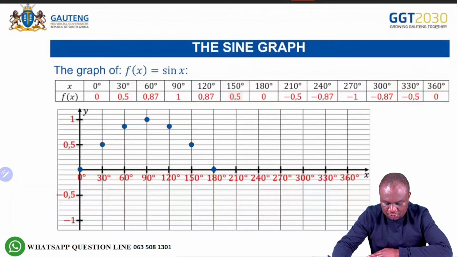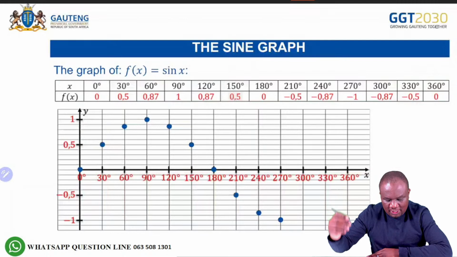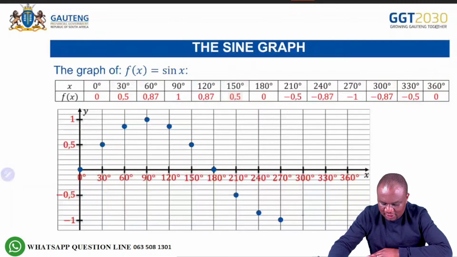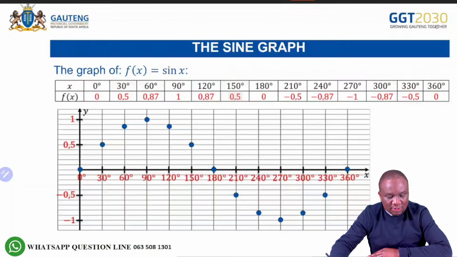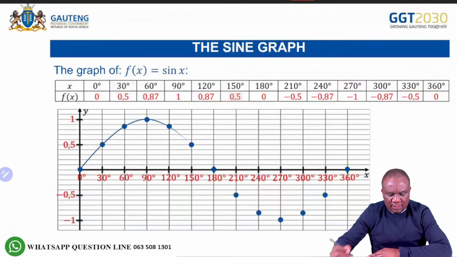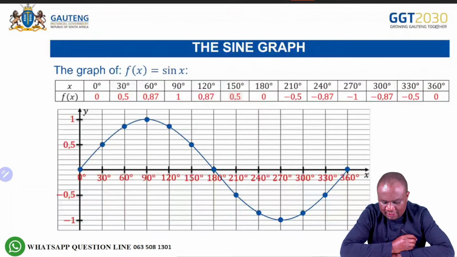Right? Move to 210 degrees, negative 0.5, 240 degrees, negative 0.87, 270 degrees, negative 1. That's the minimum point because the graph now goes up again. At 300, negative 0.87, 330, negative 0.5, at 360, another x-intercept. Okay, right. So our graph should be like this. So that is our graph for f of x.